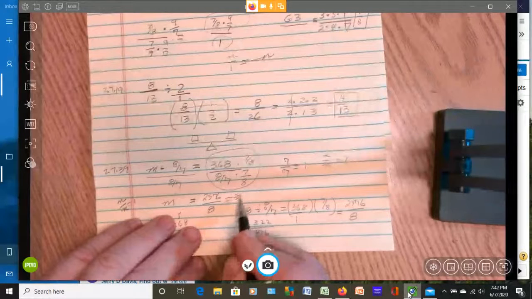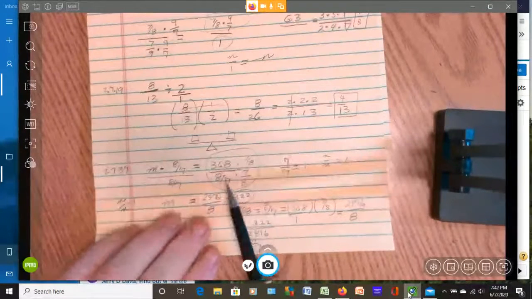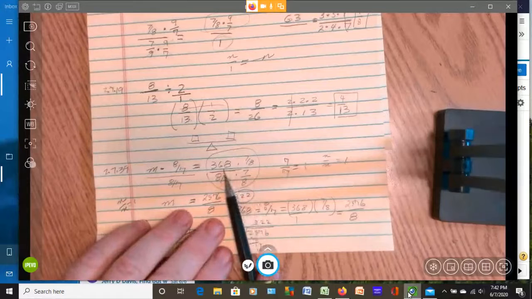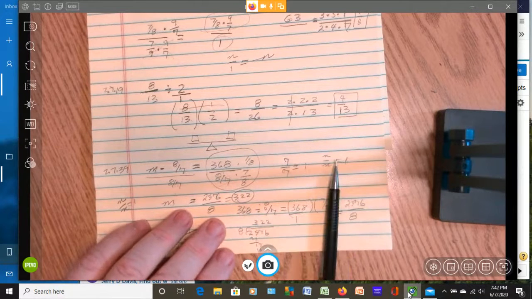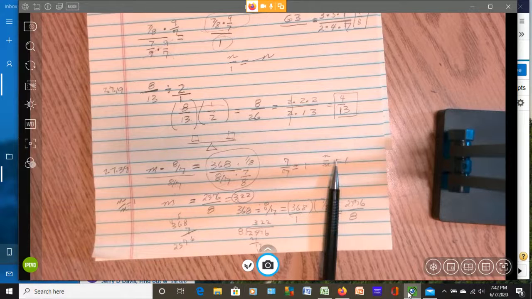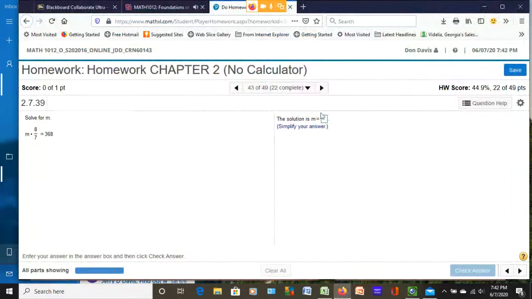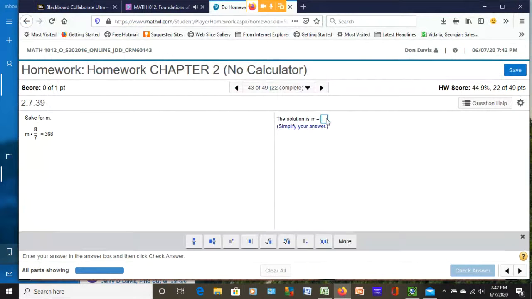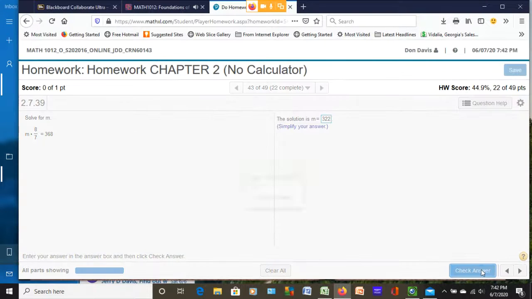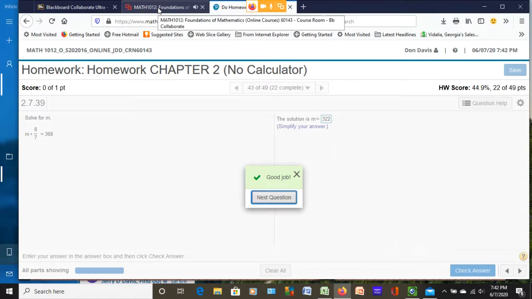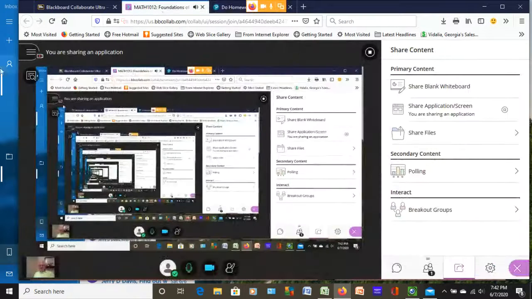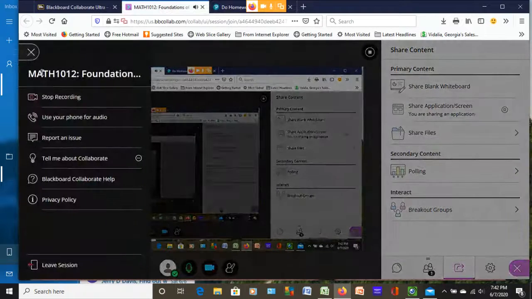So m is 322. Now remember when we started down this path, I told you that m was going to be a little less than 368, and it's 322. Okay? You're ready to try the answer in Math Excel? 322, here we go, check your answer. Hey, we did a good job again. Yes, Math Excel is happy with us. And I think that was enough on one video, don't you?